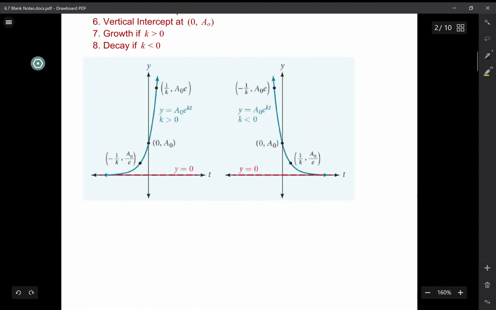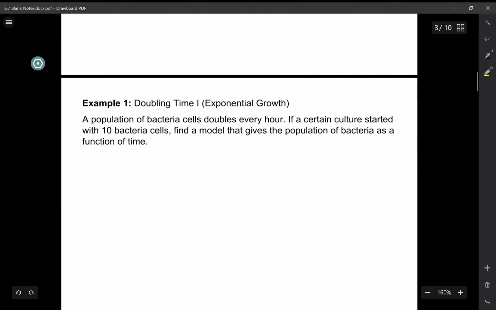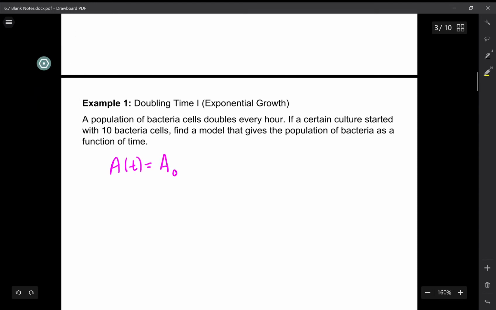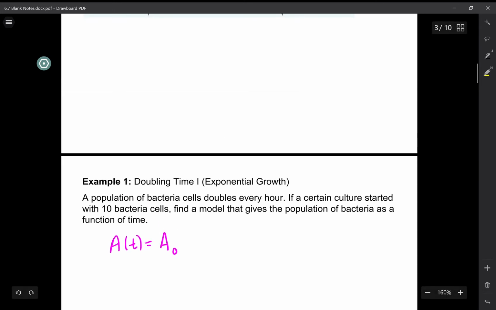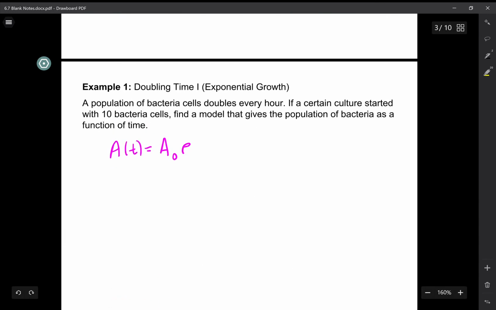I think they use A, right? A of t. I used P before, so it's weird to use A, but that's fine. I think the book uses A. A of t equals a sub 0 e to the kt, and the sub 0 notation is really what mathematicians and scientists use to designate an initial value. Anything with sub 0 is your initial value. So this is the model that we're going to use for this situation.